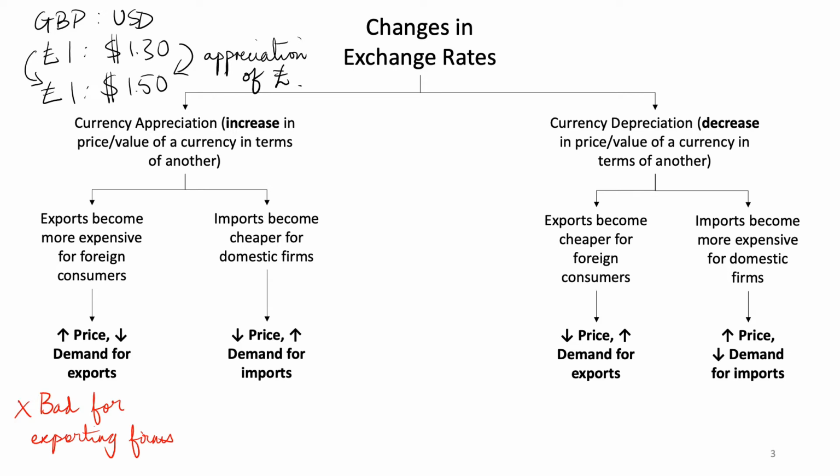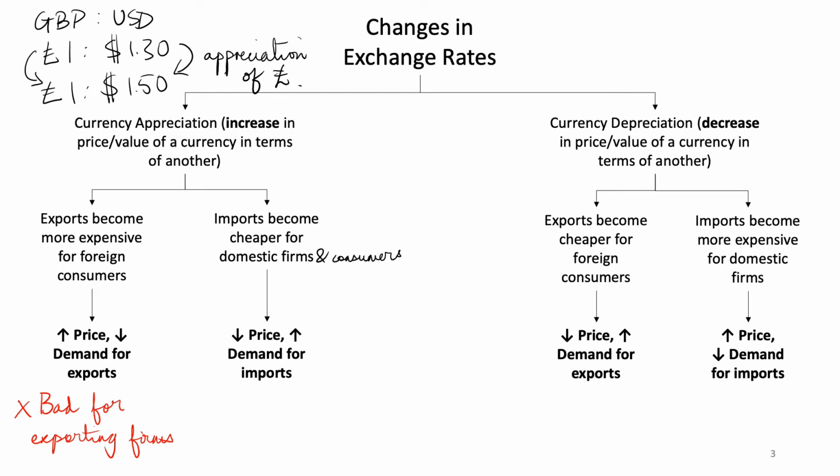Now let's look at imports. The appreciation of the pound means that British consumers can acquire more foreign currency for each pound they exchange. This means that if the price of foreign imports stays the same, so we're assuming ceteris paribus here, then imports for British consumers become cheaper. This applies to both British firms and British consumers.